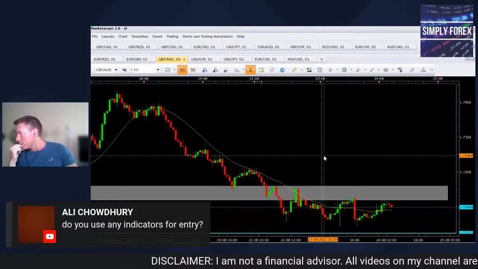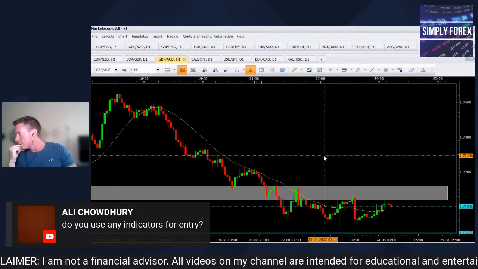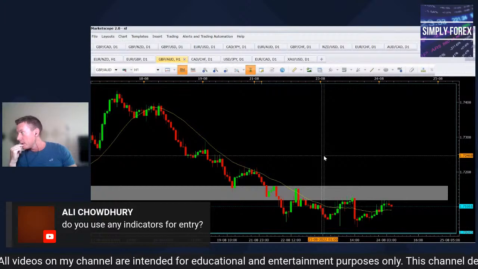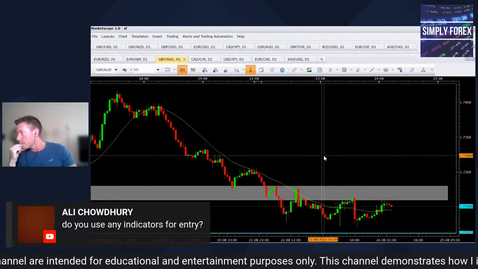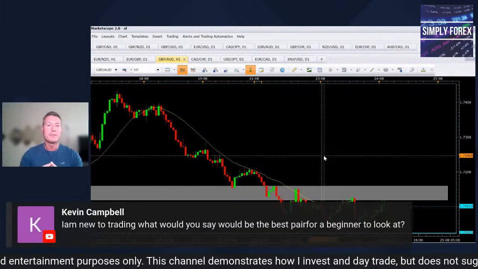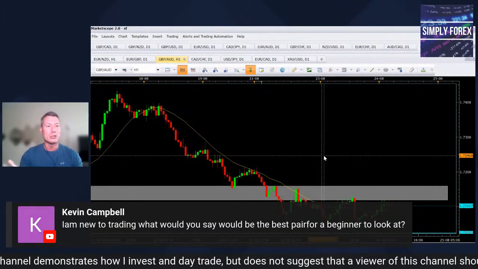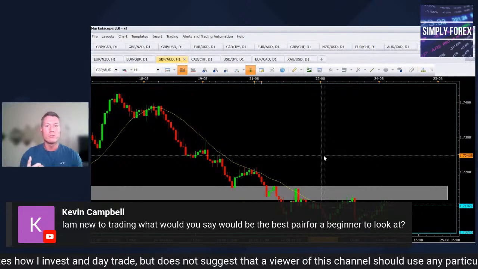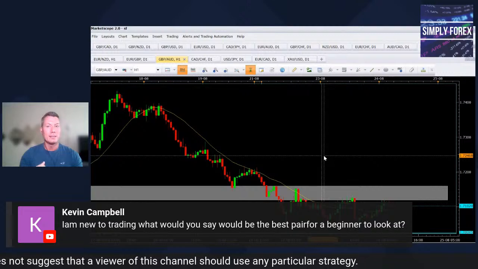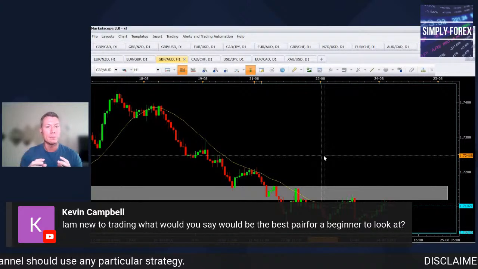Right, any other questions? Yeah, moving average 20 is what I'm using. Okay, so the best pairs for beginners to look at, there's a question from Kevin, would just be the majors. Look at the euro US dollar, pound US dollar, yen. These are the most traded. They'll have the tightest spreads, the smallest commissions.